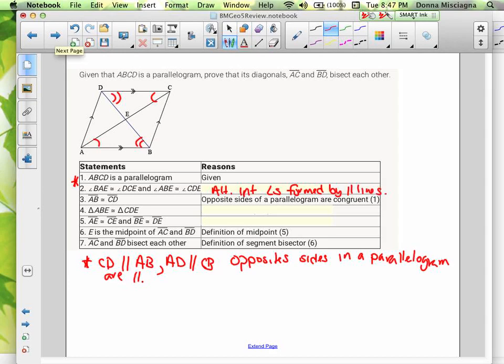Okay. AB is congruent to CD. That is a property of parallelograms. Opposite sides of a parallelogram are congruent. And now we know that triangle ABE is congruent to triangle CDE. Again, this is angle side angle, triangle congruence postulate.